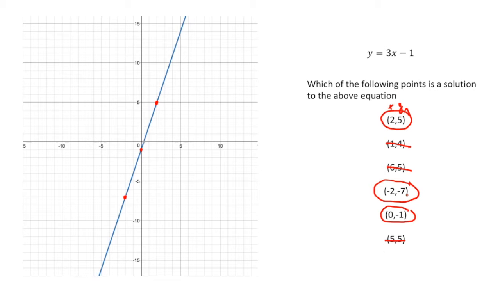All right, so what I want you to do is pause the video and try the Your Turn Now problems. And then when you're done, hit play. You can see how you did. All right, good luck.